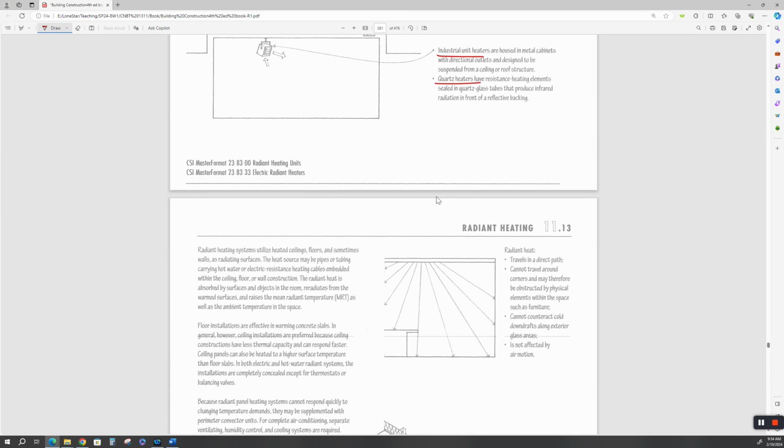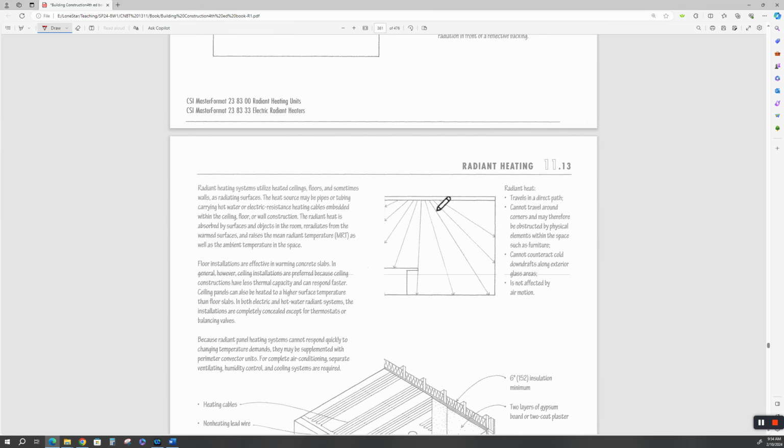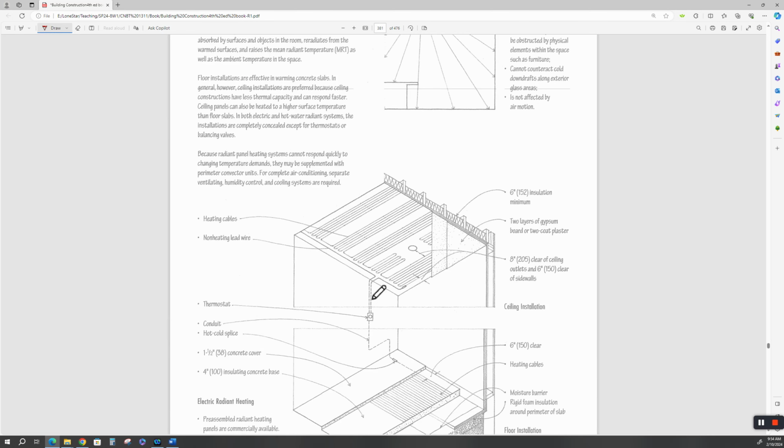All right. We talked about radiant heaters. Radiant heat travels in a direct path, and it doesn't travel around corners. All right. They can use heated ceilings or floors. We talked about running radiant heat coils in a slab when we talked about the slab video. Remember that?